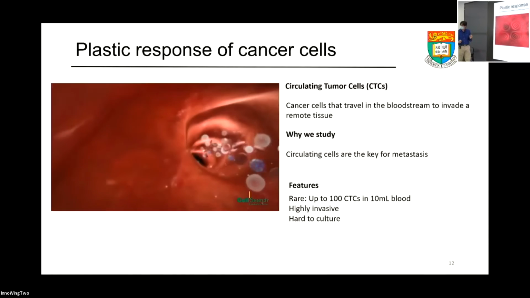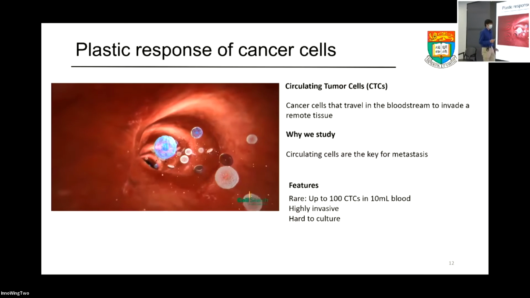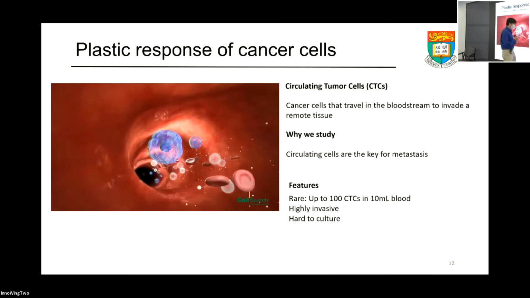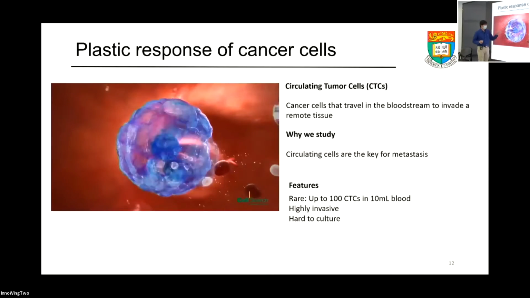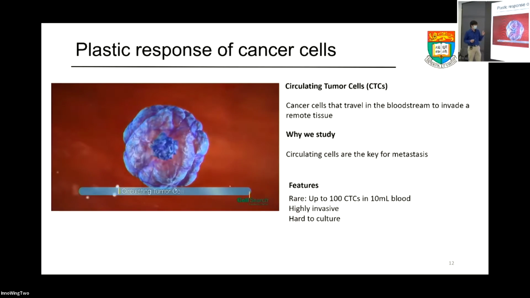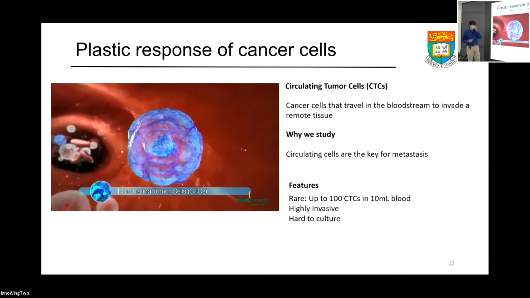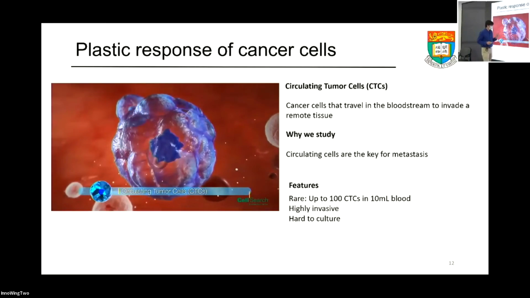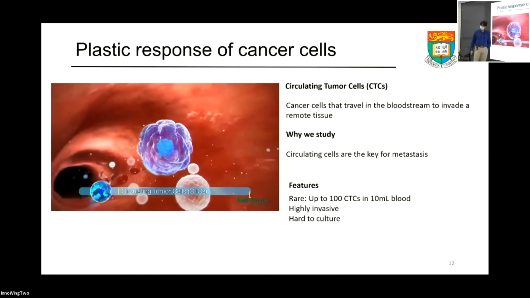The second story relates to the plastic deformation of cells. We have done work related to the plastic response of cancer cells. Specifically, we focus on the circulating tumor cell.